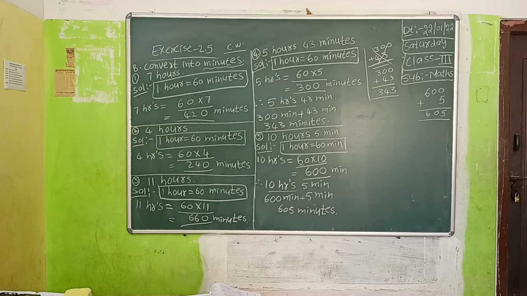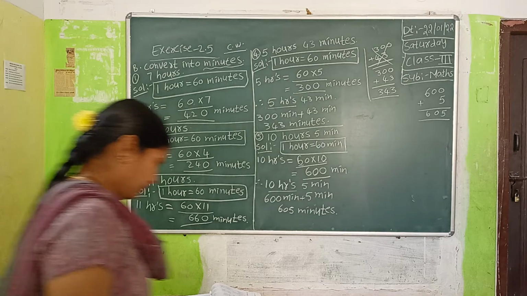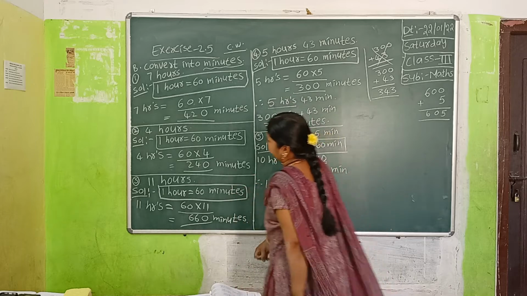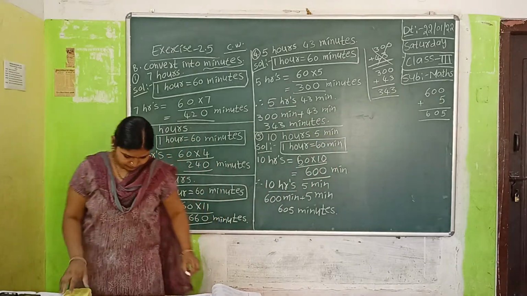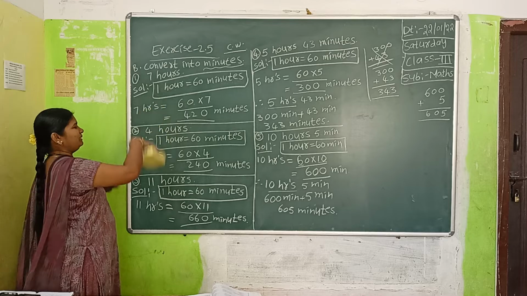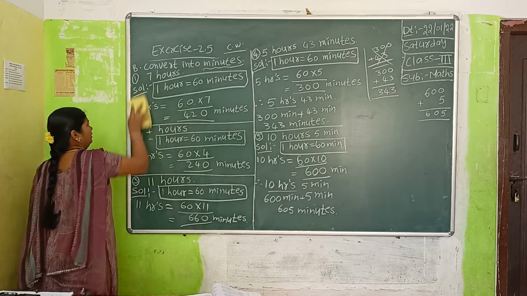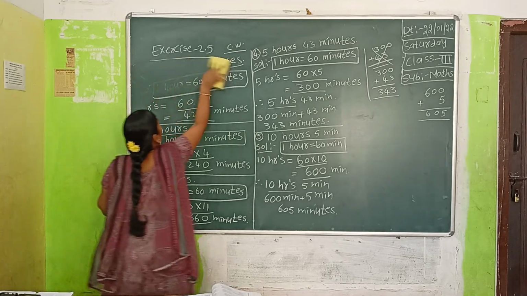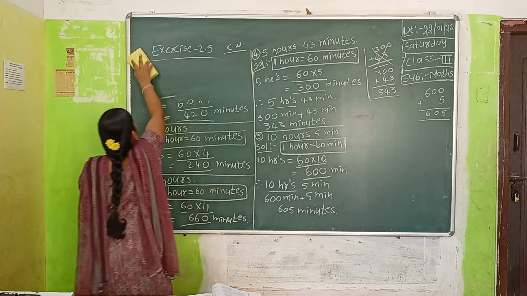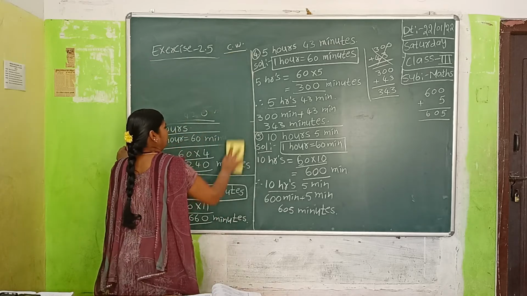Okay, I think everyone completed. I am going to rub the board. Shall I rub the board, children? Yes. I am rubbing the B-bit first 3 problems and I am explaining C-bit now. C-bit also like this only, very easy.